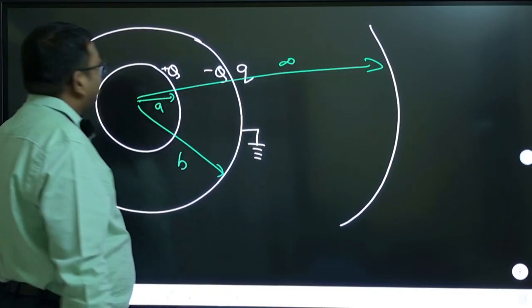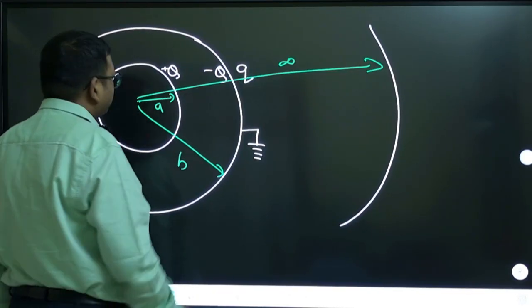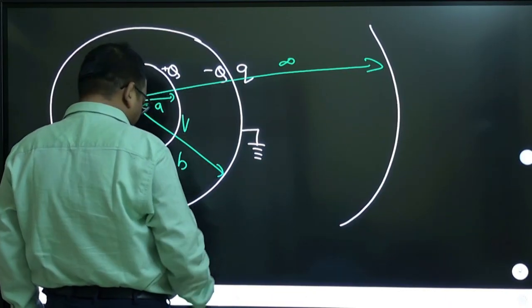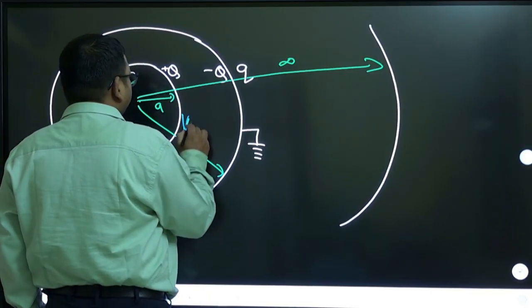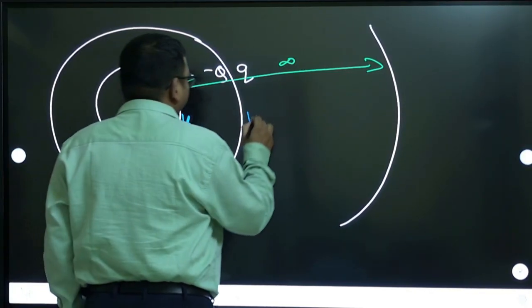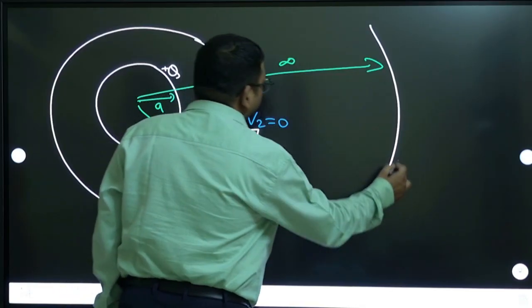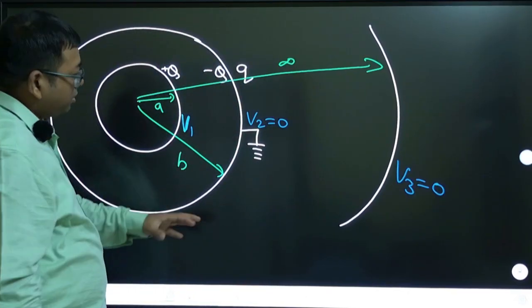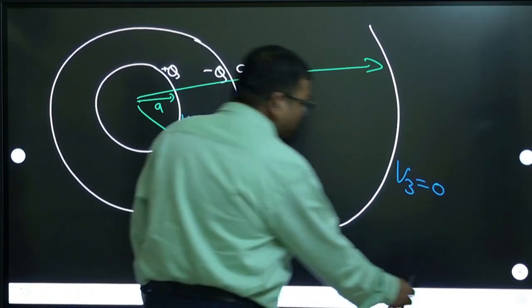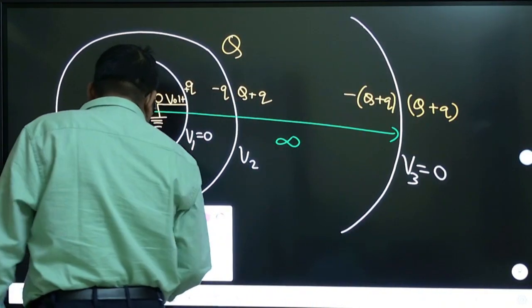First case was like that. So we will see that, but one thing is sure, that here v1 will be there and this voltage v1 will be there, v2 will be 0 and v3 will be 0. How to calculate capacitance of this? So there are two cases, we have two cases. What are those two cases?